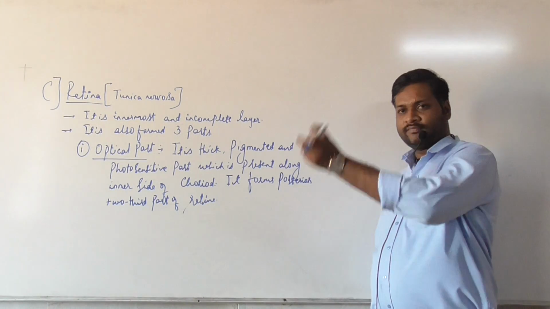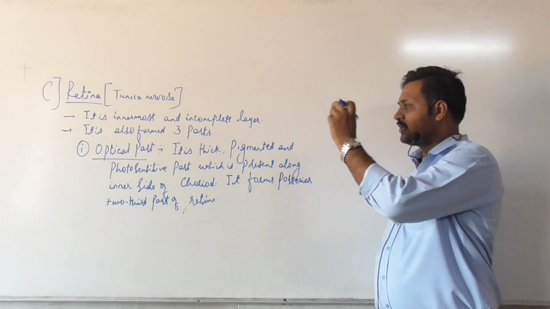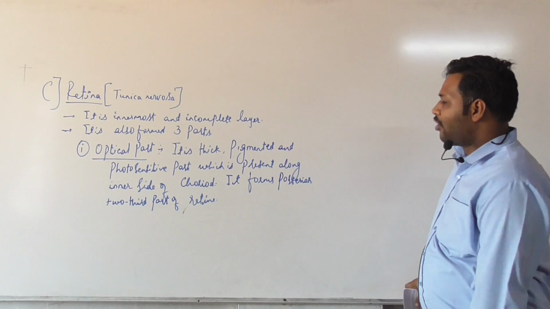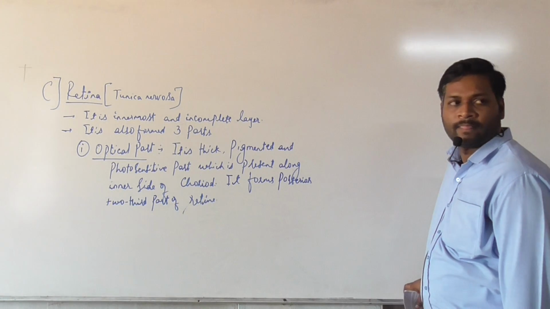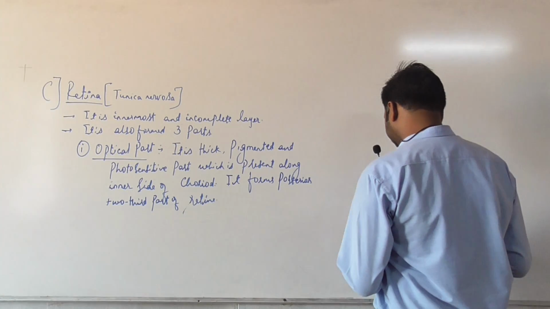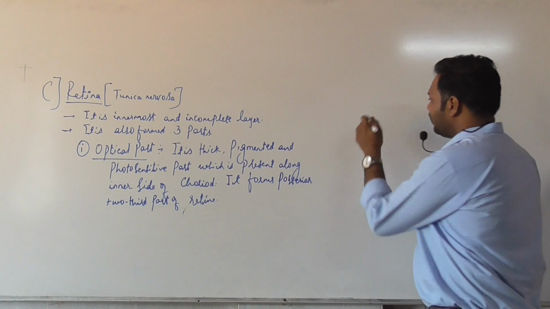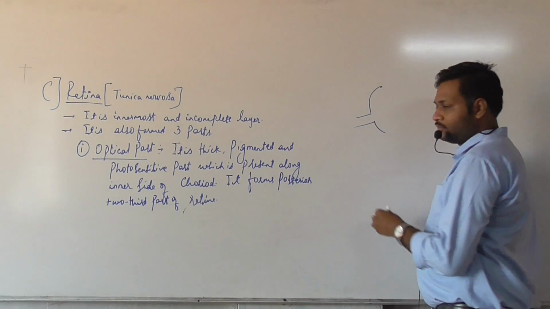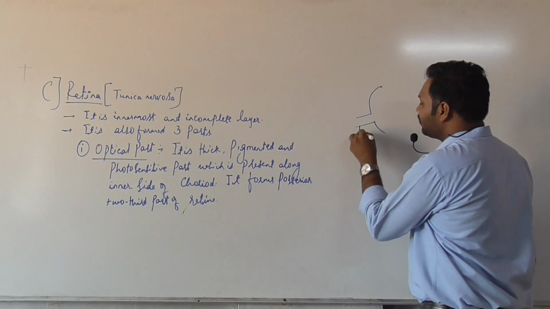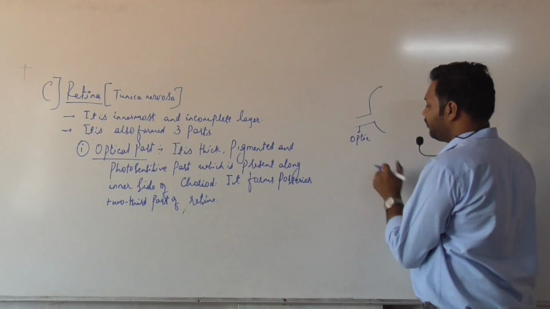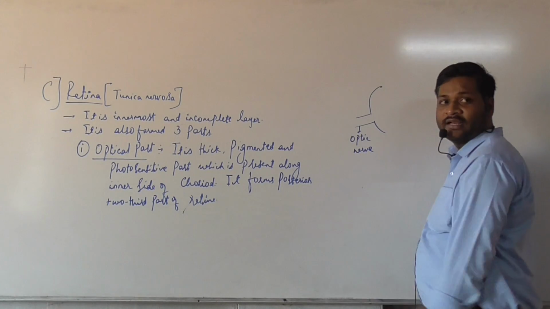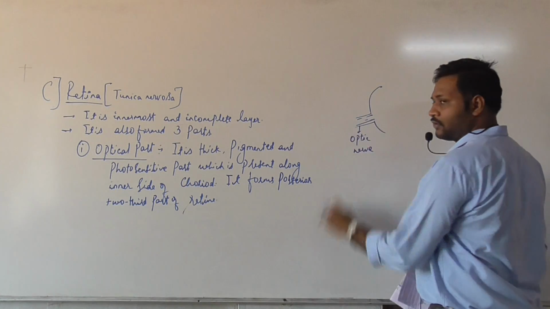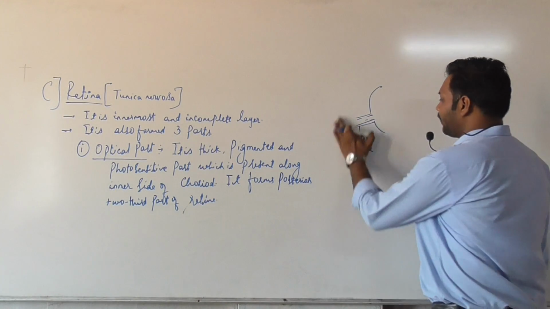Look into the diagram, you will understand where exactly these parts are seen. The optical part of the retina along the side of the chorioid forms the posterior two-third part of the retina. In the end we have drawn the structure like this. This part is the optic nerve basically. If it is not labeled in the diagram, you can label it optic nerve. And this is the optic part.